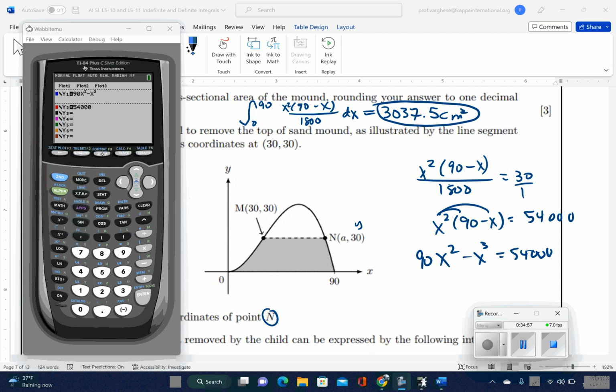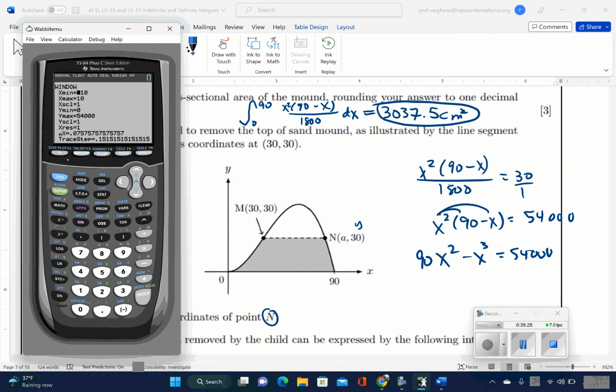So if you just hit zoom, you won't see anything because this is 54,000. So you want to hit zoom, option number 0 is something called zoom fit. So you're going to see something that looks like this. All right, so you can see we're looking to see where they intersect. So somewhere to the left, but since we don't want any negative numbers, I don't really care about that. I want to find out what value or values are here to the right.